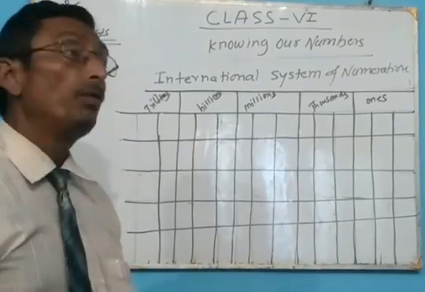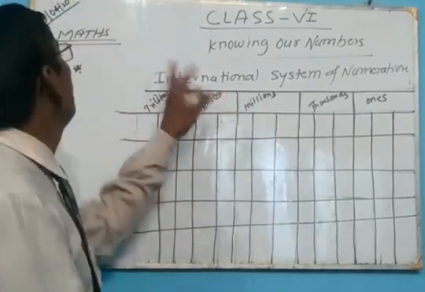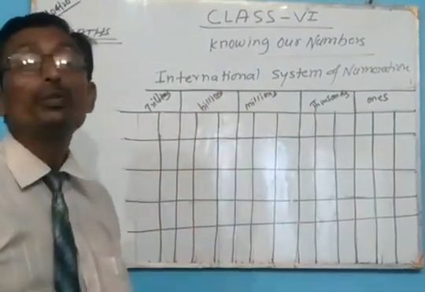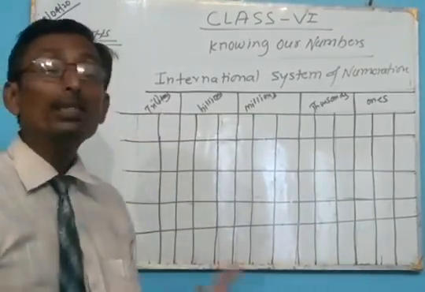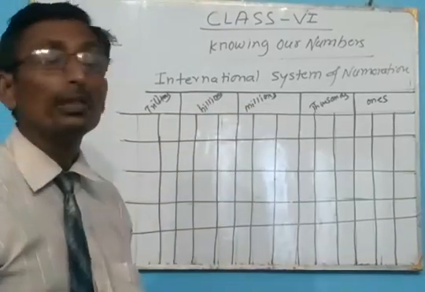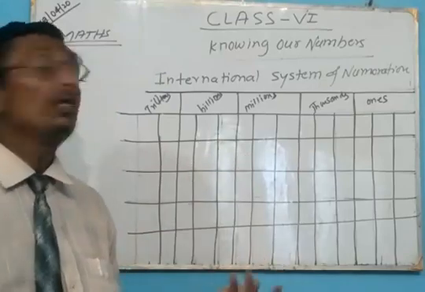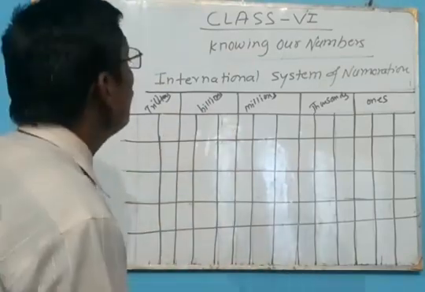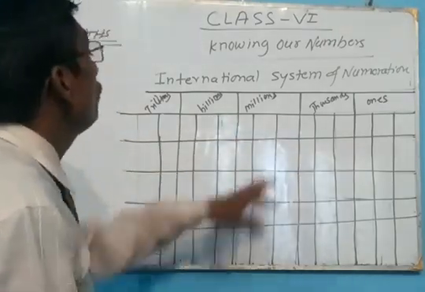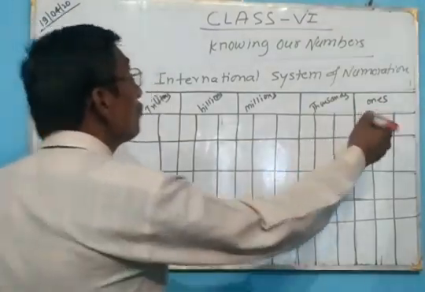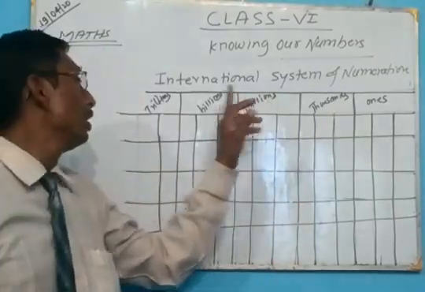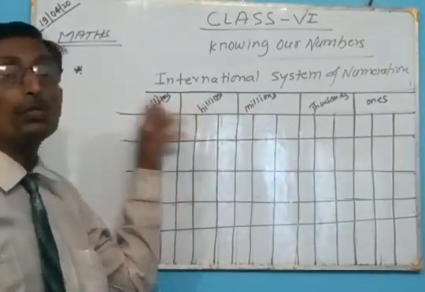Now the next term: international system of numeration. What is the international system of numeration? When we represent a number in the international system, we call it the international system of numeration. How do we represent numbers in the international system? Come to this chart. We can see it is the ones place, the thousands place, the millions place, the billions place, the trillions place, and so on.